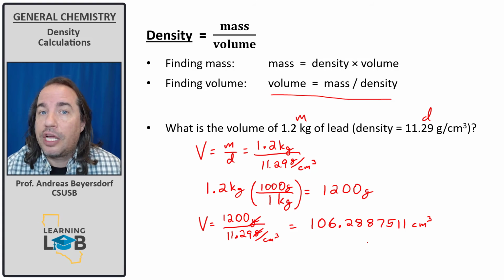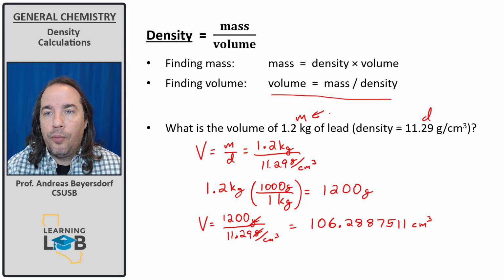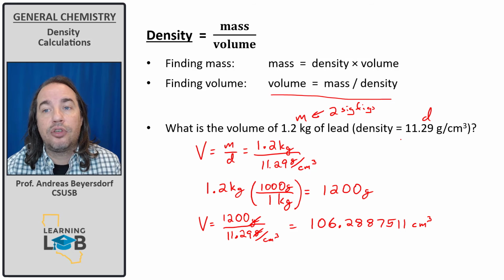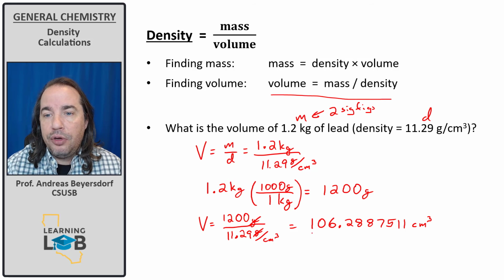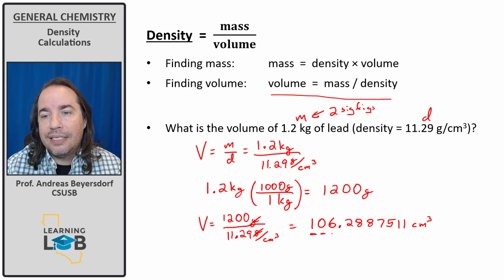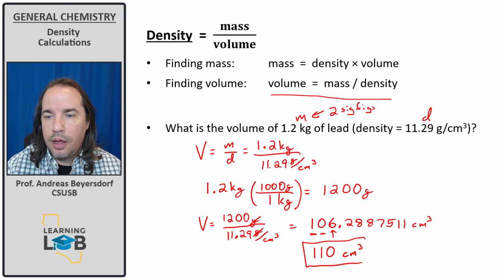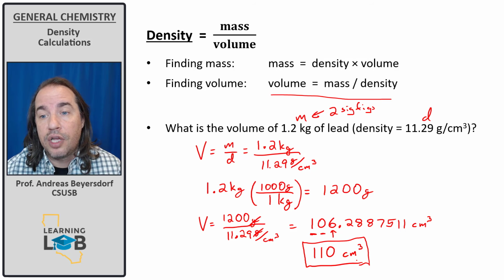But remember, we have to look at significant figures. So in this case, we have a mass, 1.2. This has two significant figures. And so the density of 11.29, that has four significant figures. So my answer is going to only have two. So what I'm going to do is I'm going to keep the 1. I'm going to keep this 0. And I'm going to round it based on this 6. Because the 6 is greater than 5, I round up. And so this becomes 110 centimeter cubed. My answer has two significant figures, and it's in units of centimeters cubed.